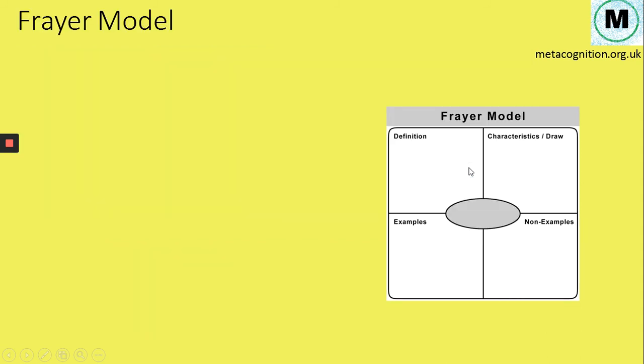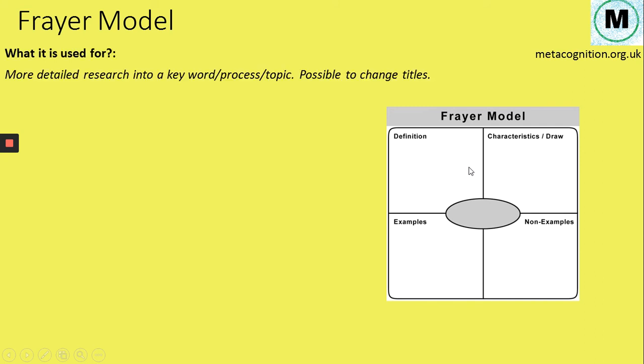Right then, the last one and possibly my favourite one, the Frayer model. It's a fantastic graphic organizer, very, very versatile. So what we're using a Frayer model for, it's typically for revision. So it's a summary task, typically. Sometimes you might do it at the beginning, but typically at the end. And it's got different categories. Now, the main categories in the boxes are definition, characteristics or draw a diagram, examples and non-examples.